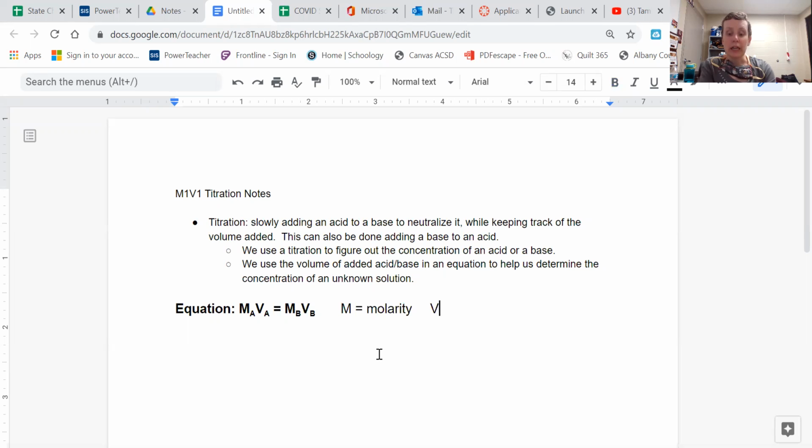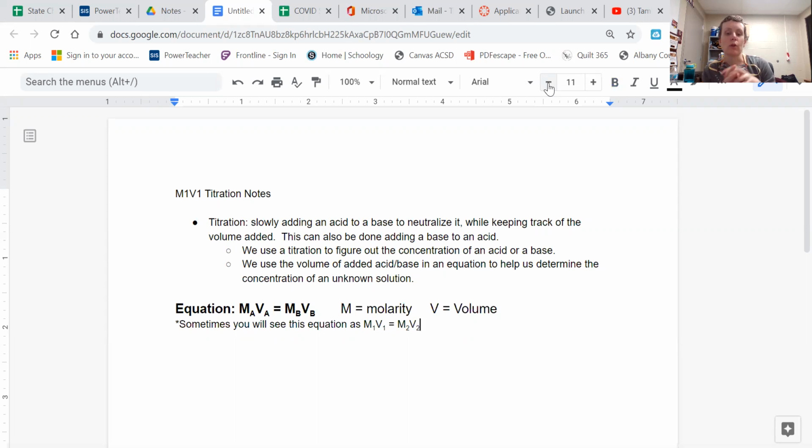And capital V is volume. It doesn't have to be in liters this time, it can be in milliliters for both of them. But volume of acid, volume of base. Sometimes you will see this equation as M1V1 equals M2V2, okay? And it's the same thing.